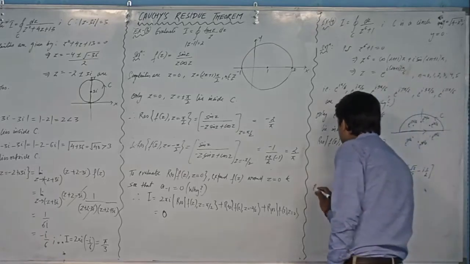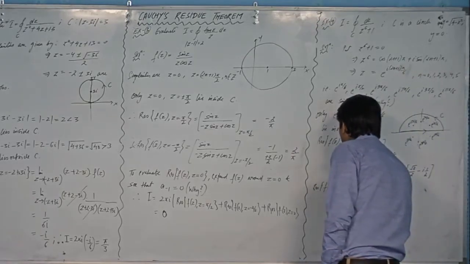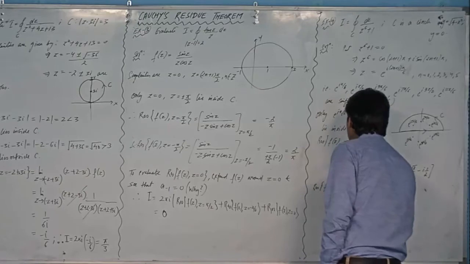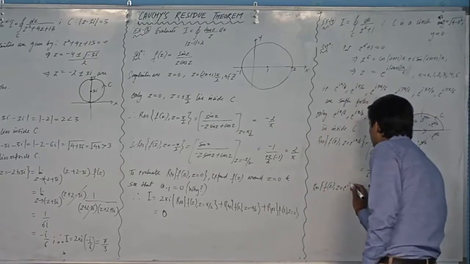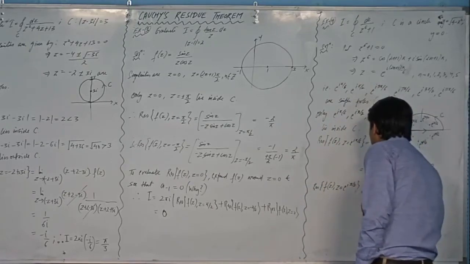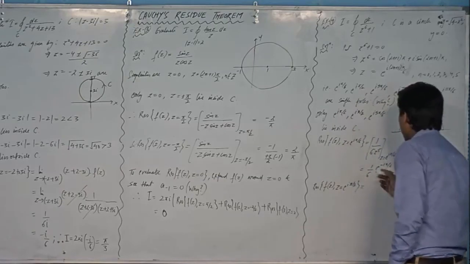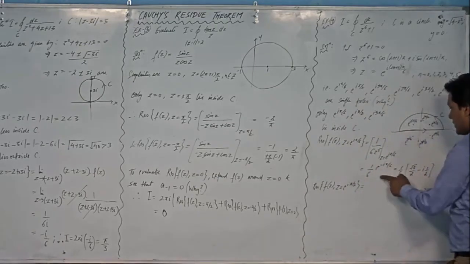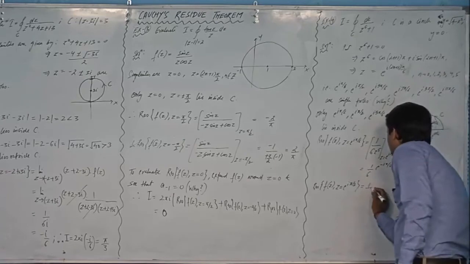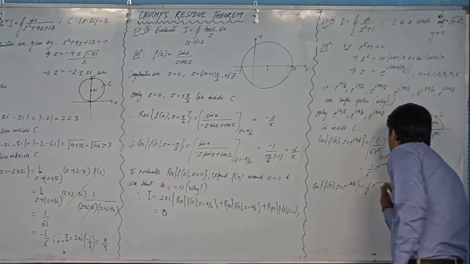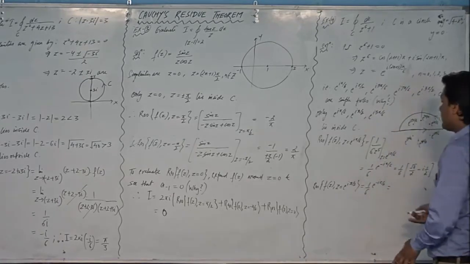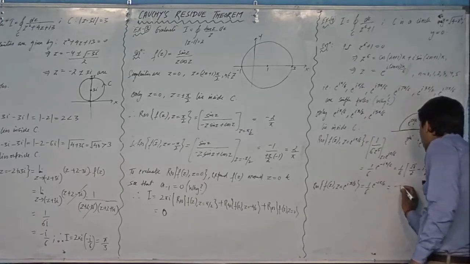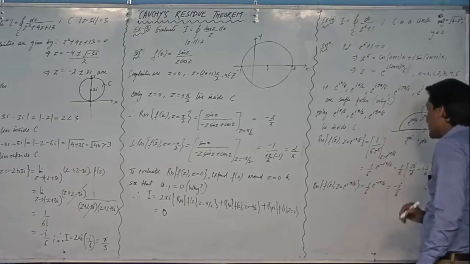Similarly, for the other one, the residue of f(z) at z equal to the second pole. What is the second pole? e to the power iπ/2. Since the formula is the same, we'll have 1 over 6z. Here we'll have 1/6 e^(−iπ/2), and cos 90 minus i sin 90. So we'll get −i/6, right?